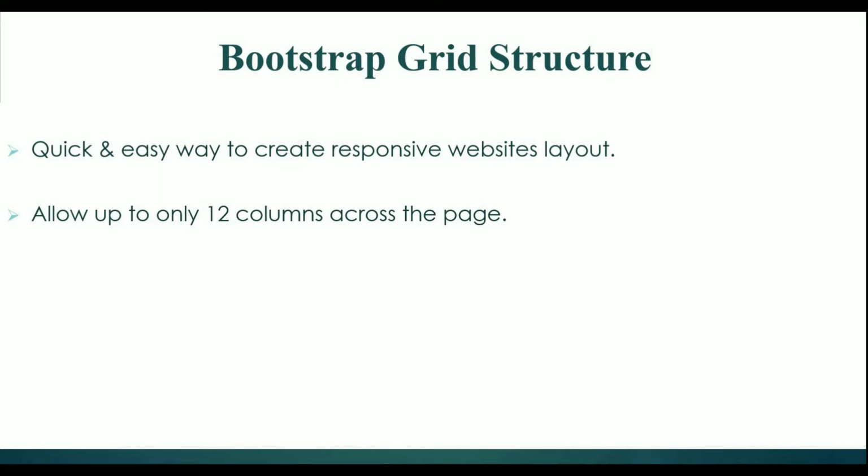Bootstrap grid system allows up to 12 columns across the page. That means in one row, you can have only 12 columns. You just have to keep this in mind. For example, we can use 2 columns of size 6. We'll see an example, then you'll have a better understanding.